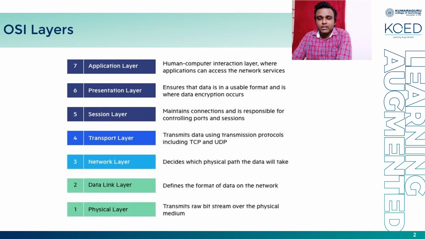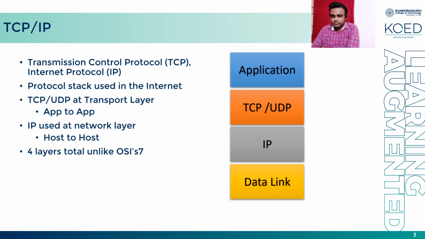For any type of networking, we will be following these OSI layers. In the TCP and IP model, the 7 layers are configured as the application layer, TCP and UDP, IP, and data link. These 4 layers will be looked over. In the protocol stack used in the internet, TCP and UDP are at the top. App to app communication is maintained by TCP and UDP in the transport layer. The IP used at the network layer is host to host based communication.